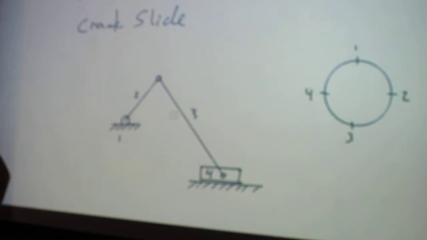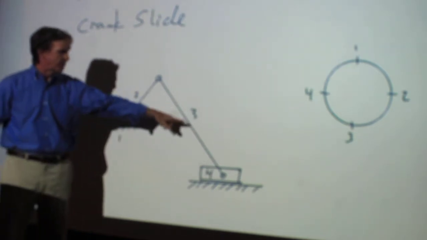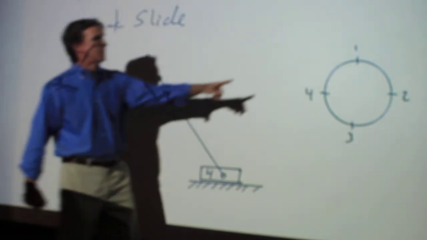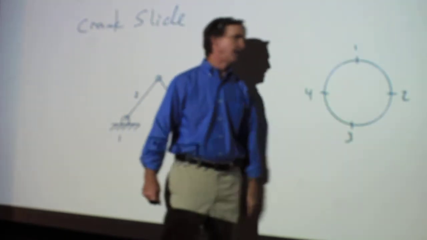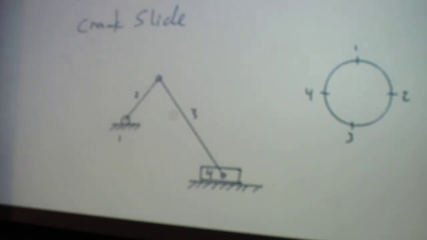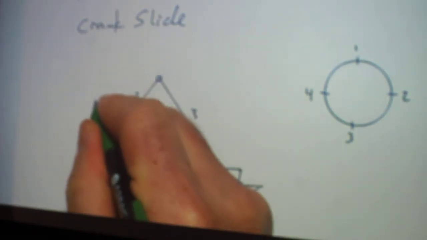So all the tick marks on the outside are representing link numbers. So we have ground, input, the coupler, and the sliding block. What I'd like to do is find all the obvious instance centers first. So the easy ones I'll do in green here. There's an instance center between 1 and 2 right here. So that's I12. Here's I23.